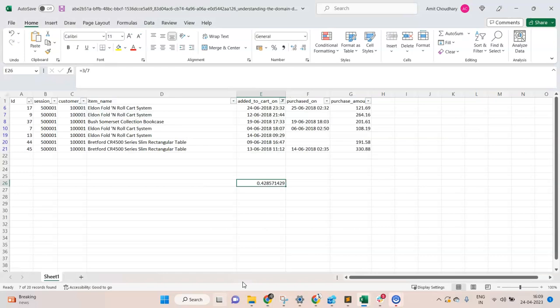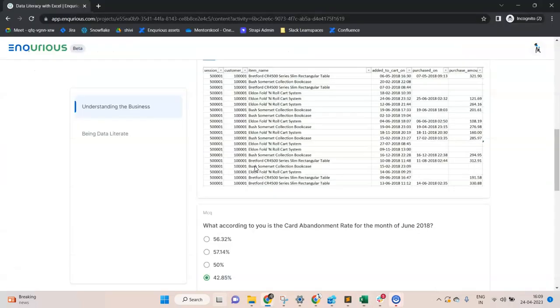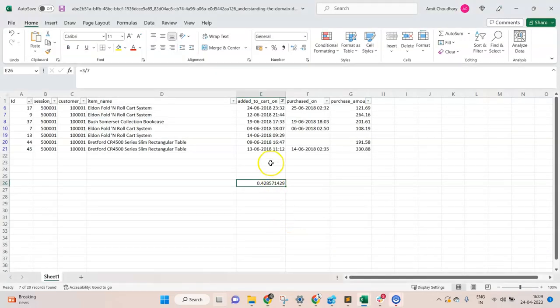So the important thing to look forward to when you are solving this problem is the understanding of the metric we are talking about, right? When we are reading, we can get confused, but if your understanding is very clear, you can even do it by hand, right? I didn't have to use any formula because I could understand what cart abandonment rate means. So this would be your answer.